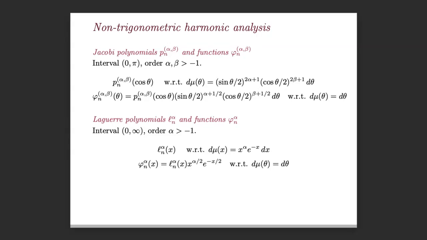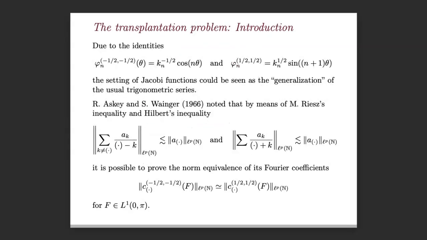So if we want to eliminate this dependence, we can consider the Jacobi and Laguerre functions, which are the product of the respective polynomial and the square root of each measure. In this way, both systems of functions are orthonormal, of course in their respective intervals, but this time with respect to the Lebesgue measure. Well, the problem I want to focus on today is known as the transplantation problem. So let's introduce it.